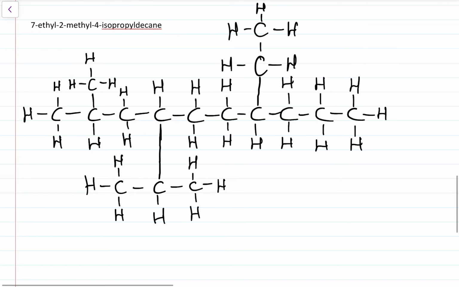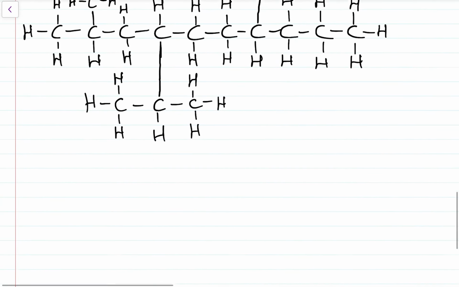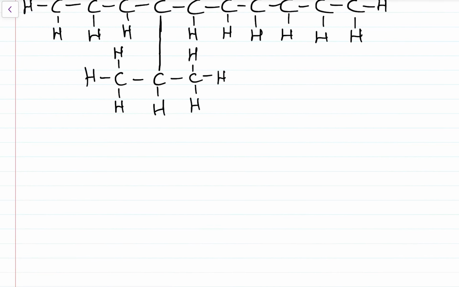Okay, so let me just do a quick grocery list. I've got ethyl on 7, methyl on carbon 2, my isopropyl on carbon 3, and 1, 2, 3, 4, 5, 6, 7, 8, 9, 10, I've got my decane. All right, so I'm all good. There it is, a little grocery check. Did I get all the items? Yeah. Okay, so now what we can do is condense that beast.